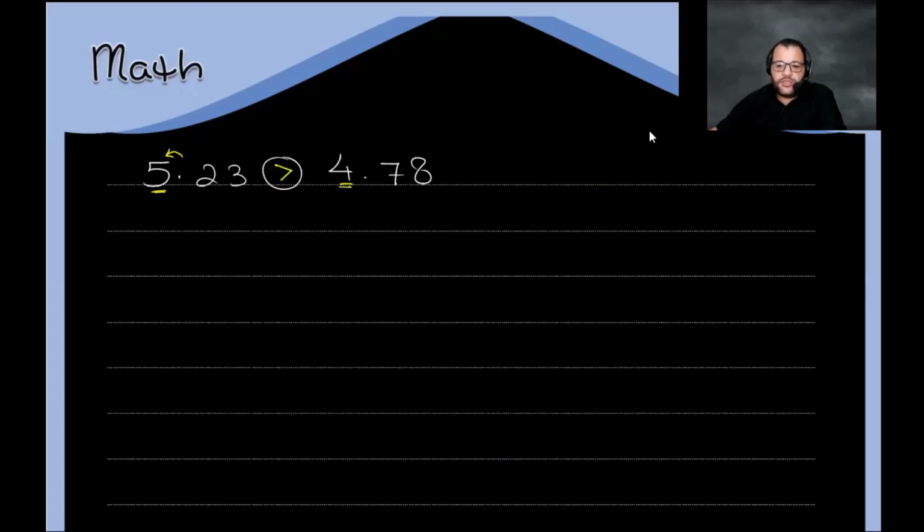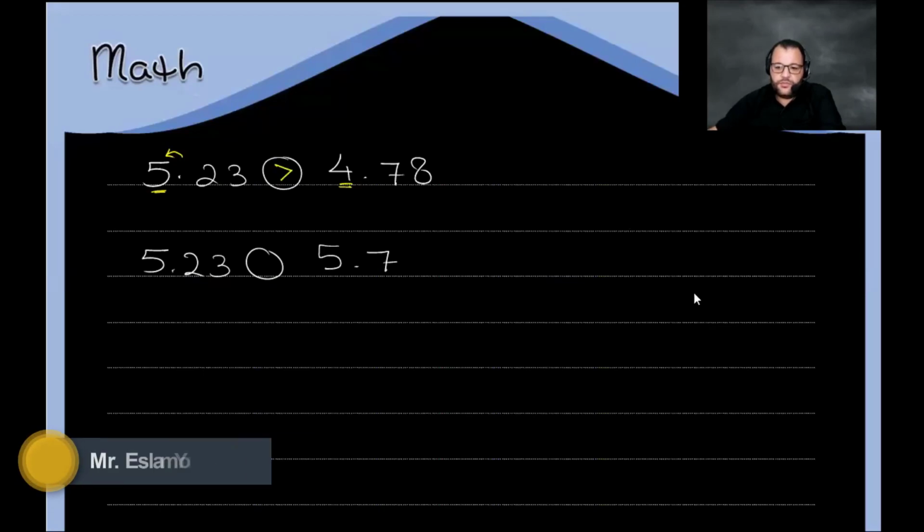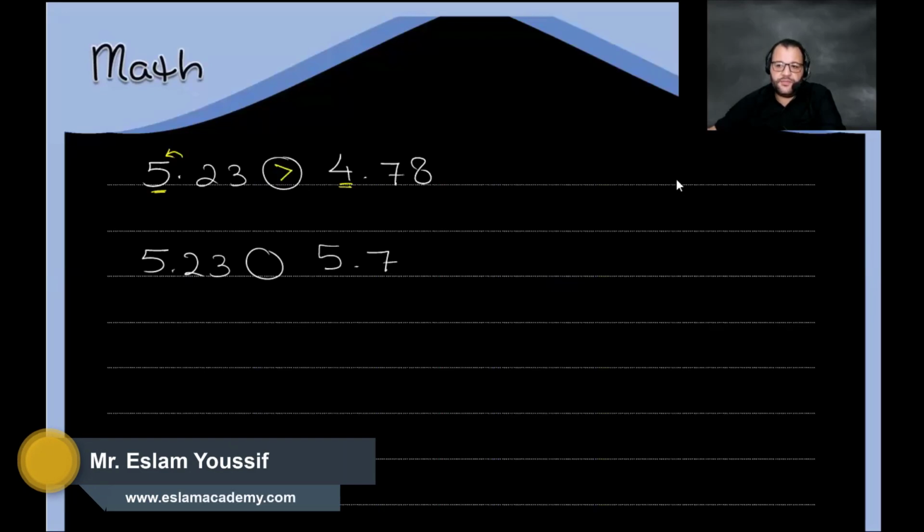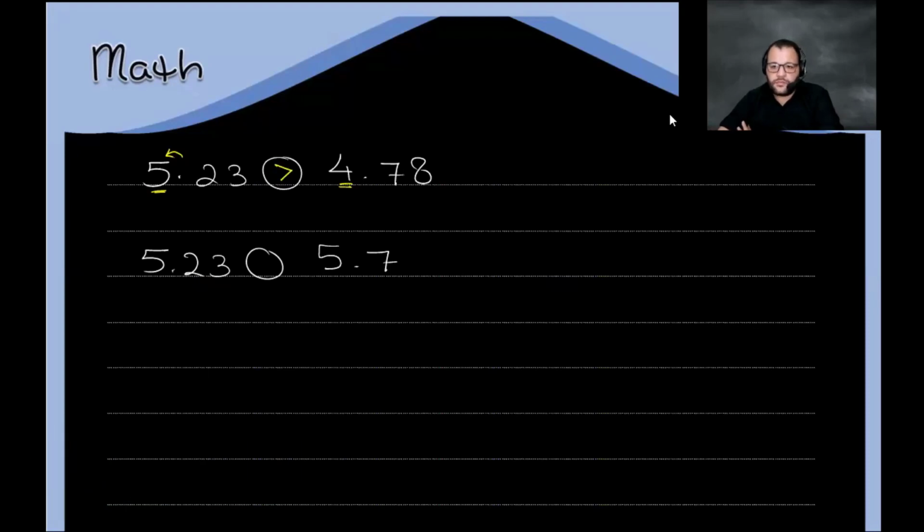Thanks, Walid. Suppose that we have two numbers like 5.23 and 5.7. How can we compare between them? Yusuf, what is the answer? Yusuf is not here. Hamza. 5.7 is greater.